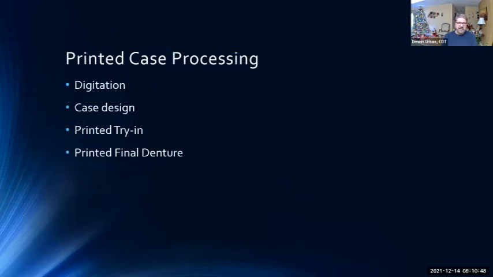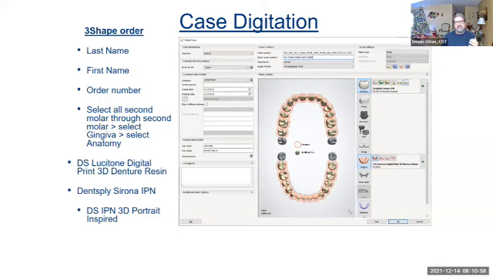So with printed case processing, we have 4 different things we have to do. We have digitation, case design, the printed try-in, and the printed final denture. And this is the case digitation screen here. So what we do, this happens to be 3Shape, and we're going to be putting some information on the screen on this form: patient's name, order number. We're going to select what teeth are going to be replaced. Is it upper and lower denture? What type of material is going to be used? In this particular one, we're going to use the Lucitone digital print material, and we're going to have all this information, and then we're going to scan the impression or the model.